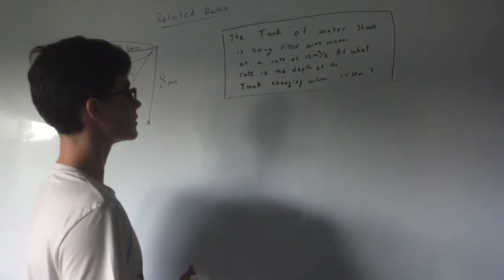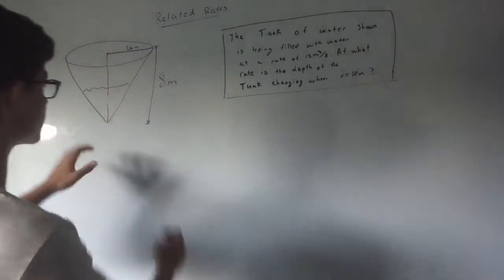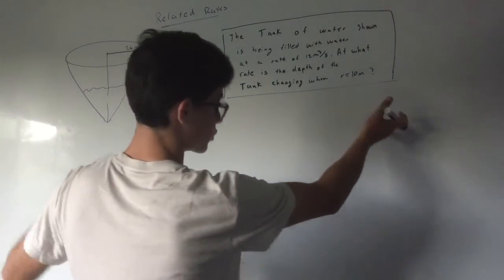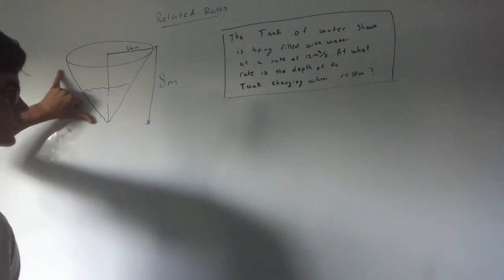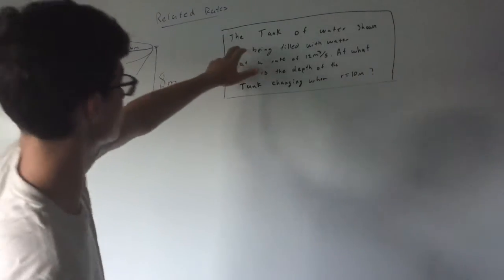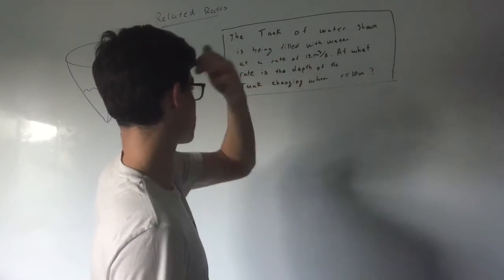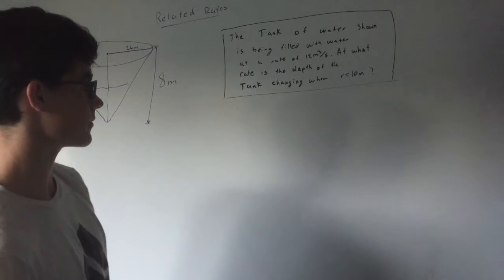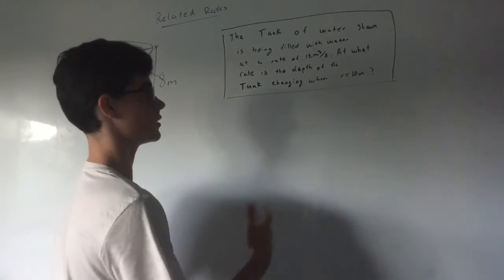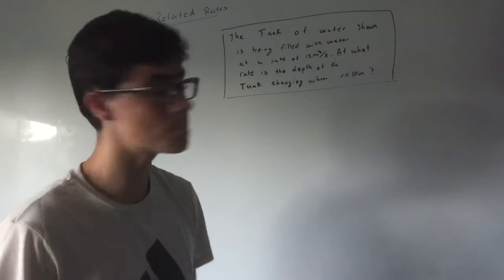Okay, so we're given a diagram and a question right here. We're given the dimensions of what looks like a cone tank of water. The tank of water shown is being filled with water at a rate of 12 meters cubed per second. At what rate is the depth of the tank changing when r is equal to 10 meters?